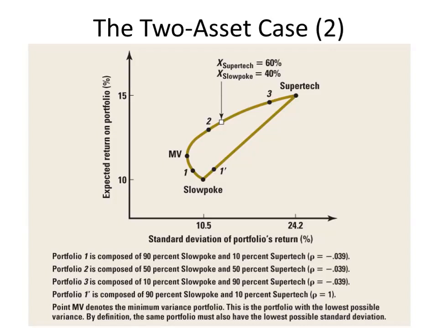like that. And so what we see is that even though portfolio 1 is in the feasible set or opportunity set, which includes the entire curved line between Slowpoke and SuperTech, it is not in the efficient set of portfolios. In fact, that efficient set only spans between MV and SuperTech, because all of the portfolios below MV on that curved line will have higher risk and lower return than the minimum variance portfolio.